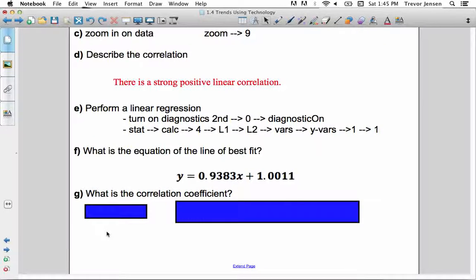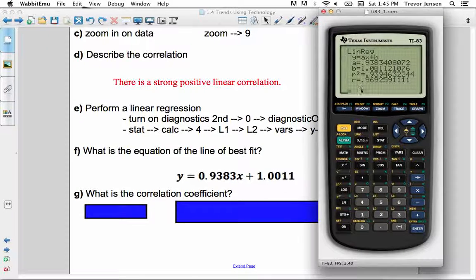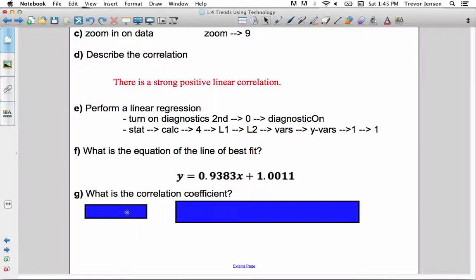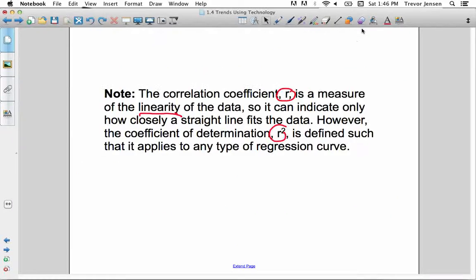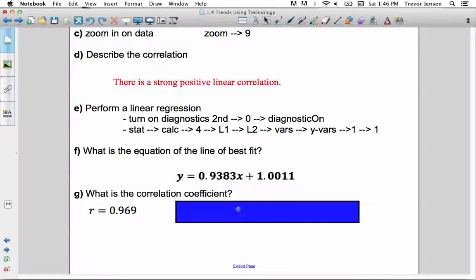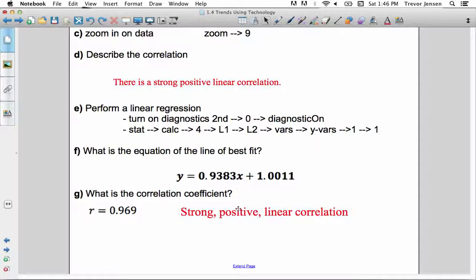So what is the correlation coefficient? Make sure you understand that the correlation coefficient is the r value. Okay, so the r value is 0.969. So there's my correlation coefficient. And what does that mean? If you look back to this slide here, it shows us what all the r values mean. An r value between 0.67 and 1, which is where our r value falls, indicates a strong positive linear correlation. So let's go back and write that description in. So this r value here indicates a strong positive linear correlation. It's very close to the value of positive 1, which means it's a very strong positive linear correlation.